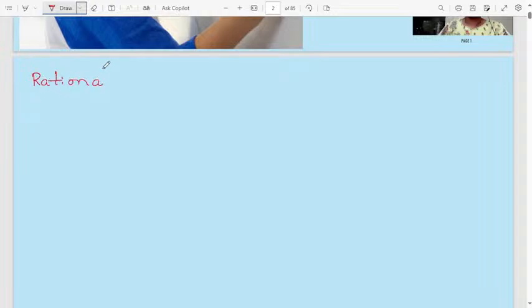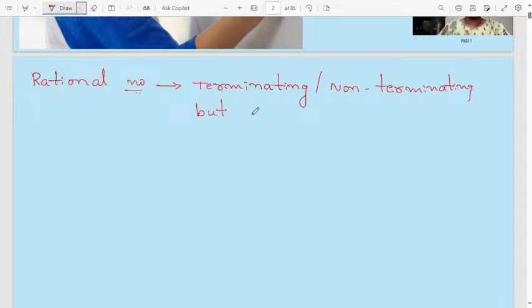Rational numbers. Rational numbers are terminating, and I will give important points also. Rational numbers are terminating and also non-terminating. It may be terminating and non-terminating, but the numbers are repeating. That is rational numbers.